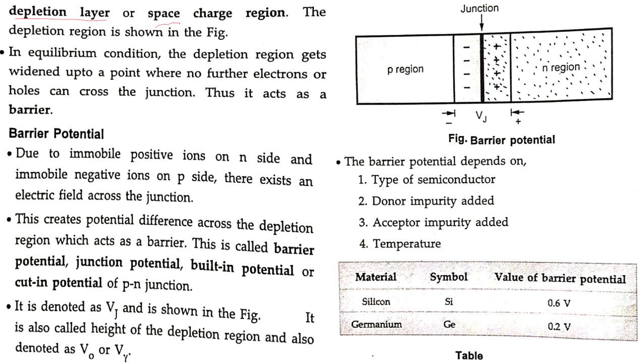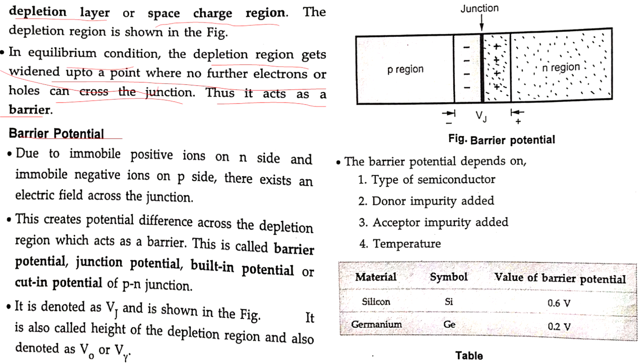or space charge region. So the depletion layer means it is the accumulation of immobile charges. That is why it's called the depletion region. It is depleted of the movable carriers. So under equilibrium condition, the depletion region gets widened up to a point where no more electrons or holes can cross the junction. Thus, it acts as the barrier.